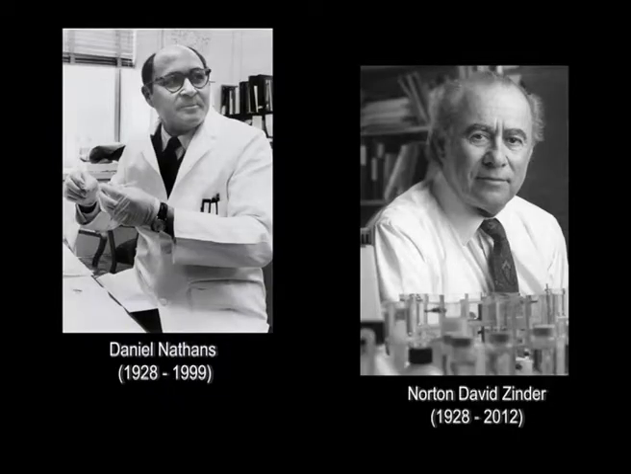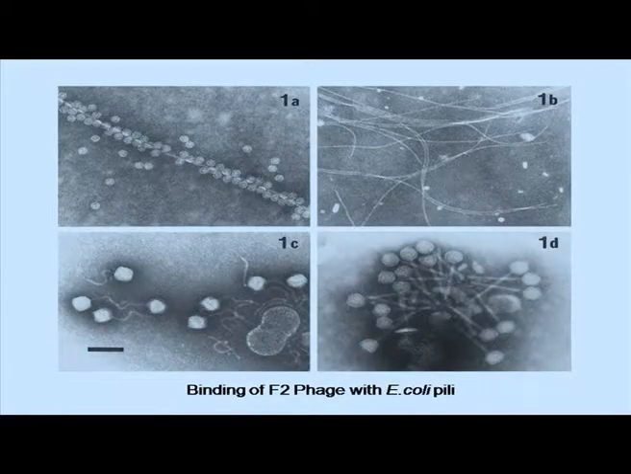The binding of the F2 phage with E. coli was denoted by Nathans and Zinder. They showed that this particular virus enters the bacterial cell by binding with the pili, and thereby it was ultimately shown that the cell-free DNA can be utilized by the viral RNA to produce the specific viral coat protein, and thereby the viral replication can continue.